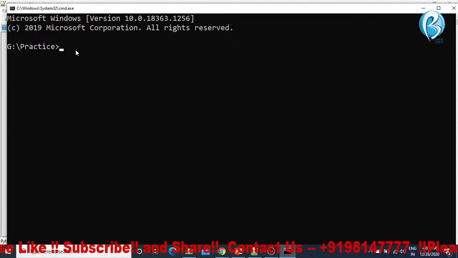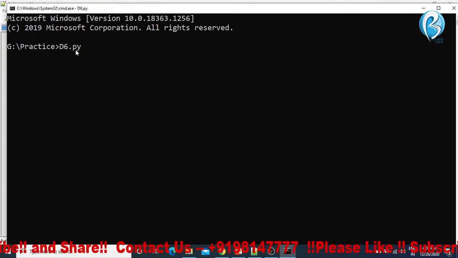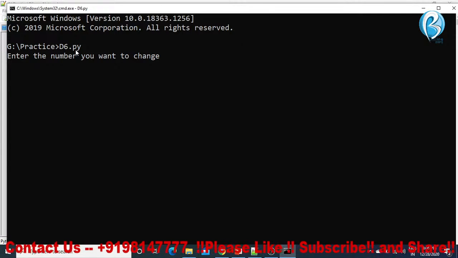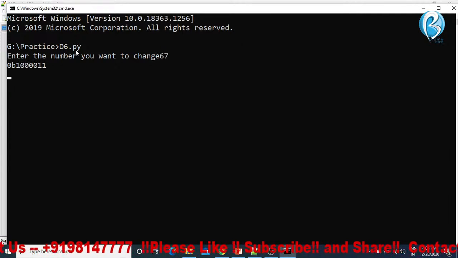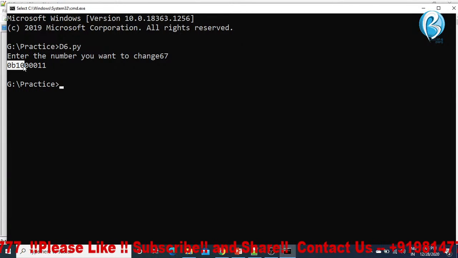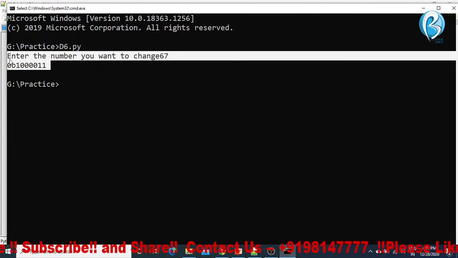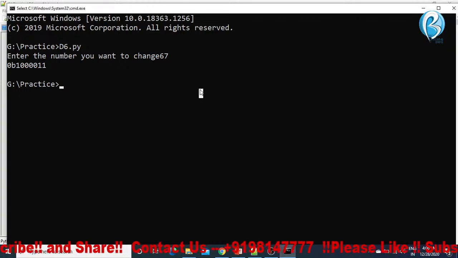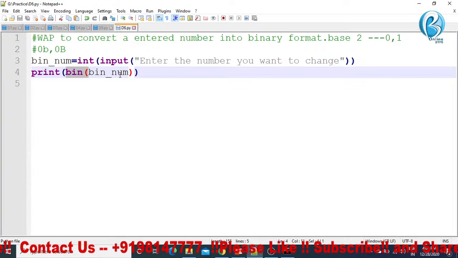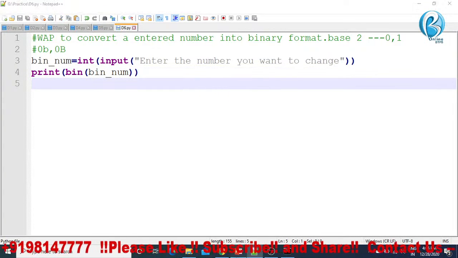So d6.py. Which number do we want to change? Let's enter 67. So the binary format of 67 is 0B1000011. Okay. Which function do we use to convert into binary format? Bin function. Okay. Moving on to the next question.